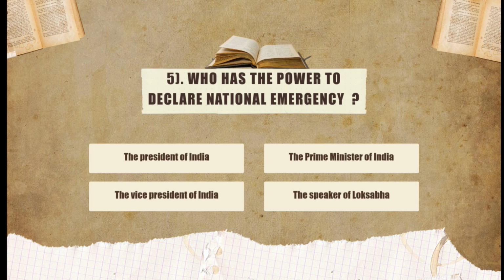The options for question number five are: option A, the President of India; option B, the Vice President of India; option C, the Prime Minister of India; and option D, the Speaker of Lok Sabha. Who has the power to declare a national emergency? The correct answer is that the President of India has the power to declare a national emergency. Okay. Next question, question number six.